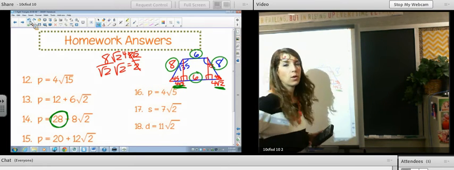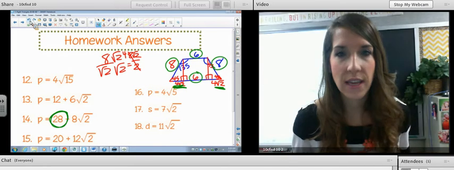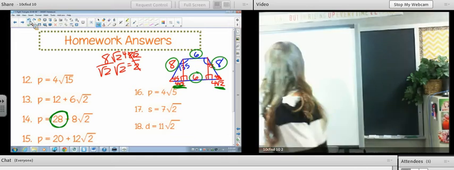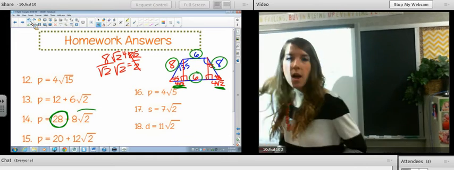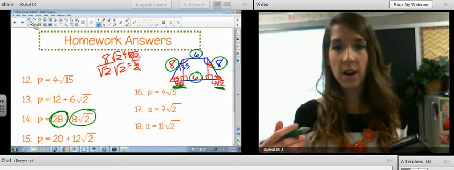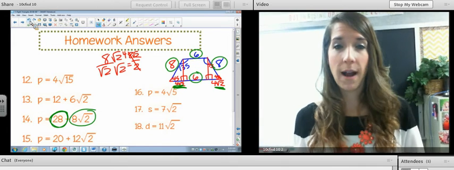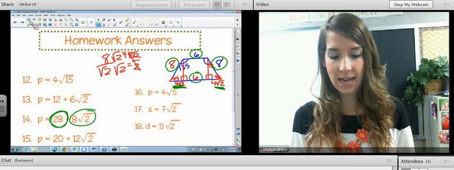Then you can add your radicals. 4 root 2 plus 4 root 2 is naturally 8 root 2. So that's where this comes in. You do not combine them. You write your answer as the integer plus the radical. They're separate terms. It's like an x and a y.